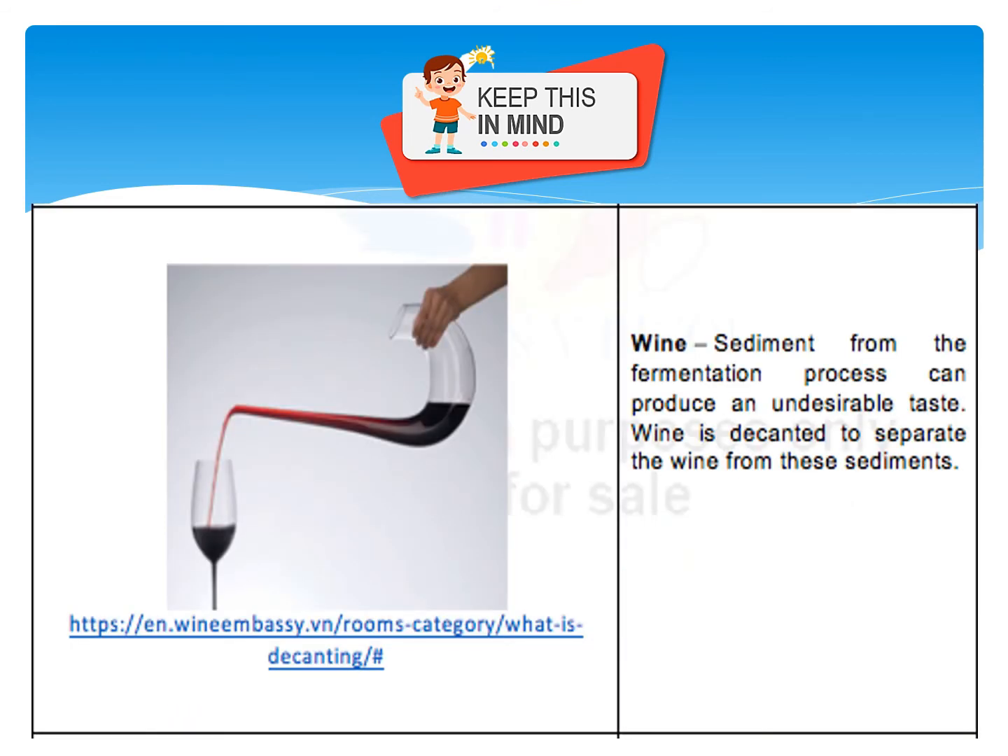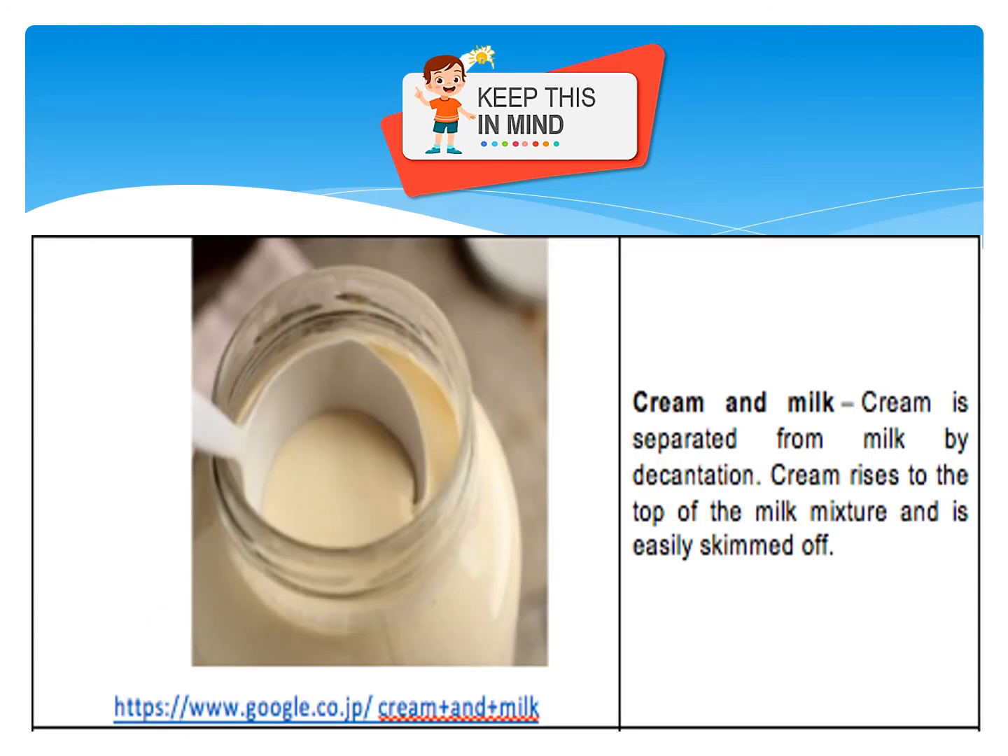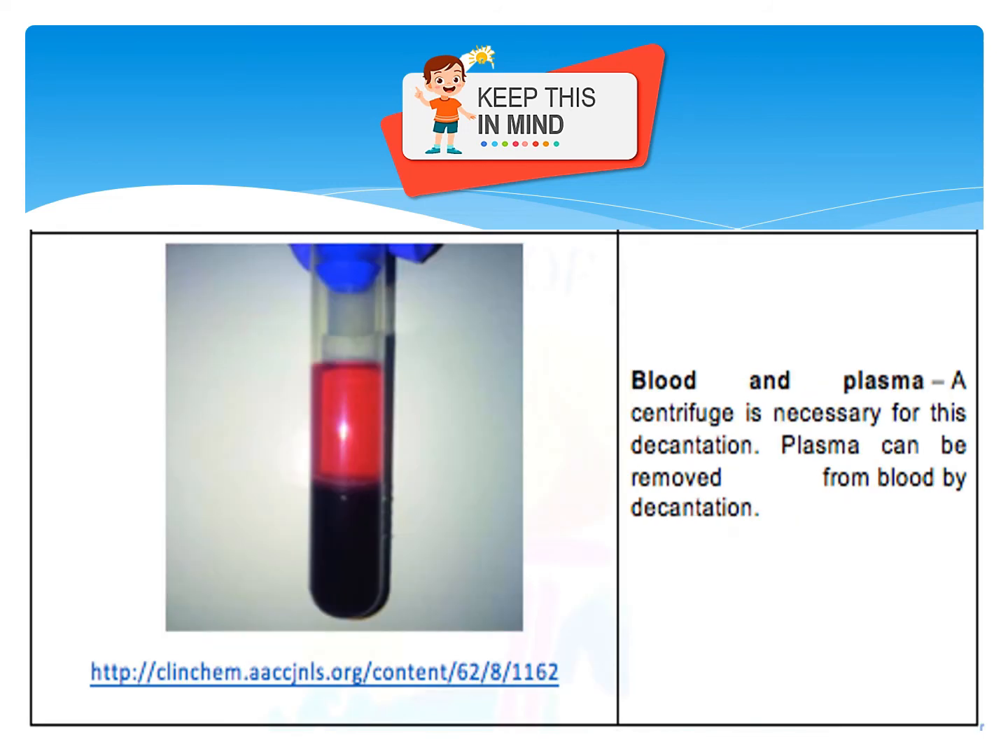Wine. Sediment from the fermentation process can produce an undesirable taste. Wine is decanted to separate the wine from these sediments. Cream and milk. Cream is separated from milk by decantation. Cream rises to the top of the milk mixture and is easily skimmed off. Blood and plasma. A centrifuge is necessary for this decantation. Plasma can be removed from blood by decantation.